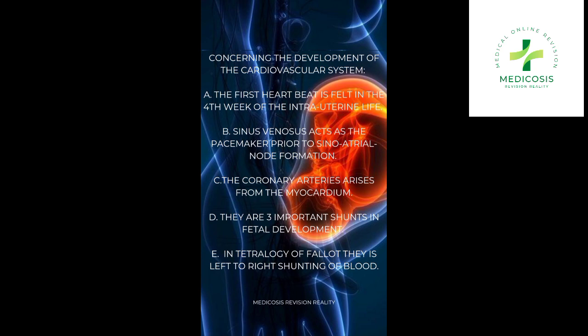B. Sinus venosus acts as the pacemaker prior to sinoatrial node formation. This question must be tricky for you, but don't worry, Dr. Serge Van has got you covered. The answer is false. Sinus venosus only collects blood from major veins. In the embryo, the thin walls of the sinus venosus are connected below with the right ventricle, and medially with the left atrium, but are free in the rest of their extent. It receives blood from the vitelline vein, umbilical vein and common cardinal vein.